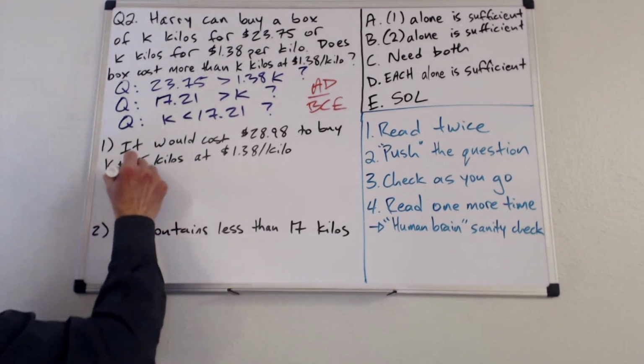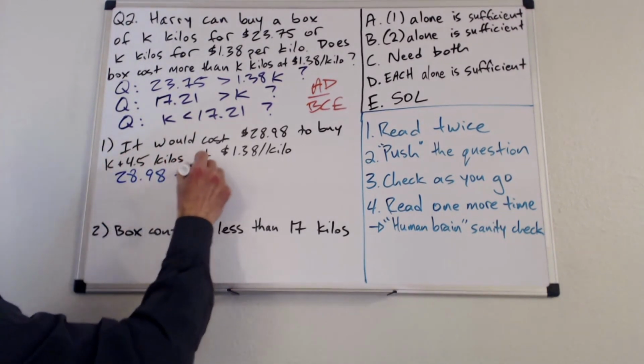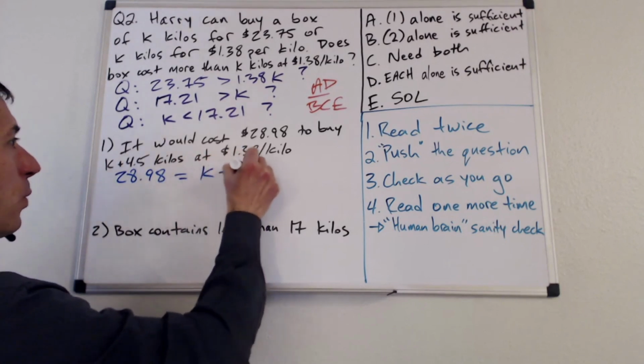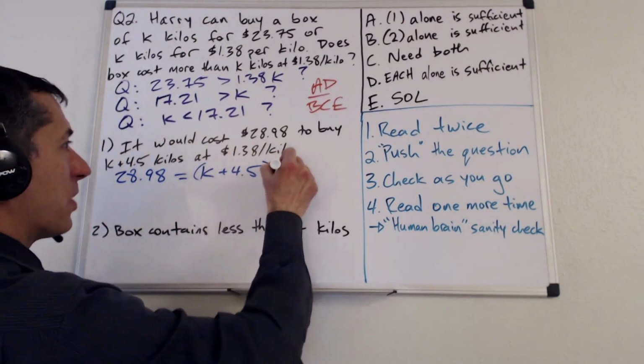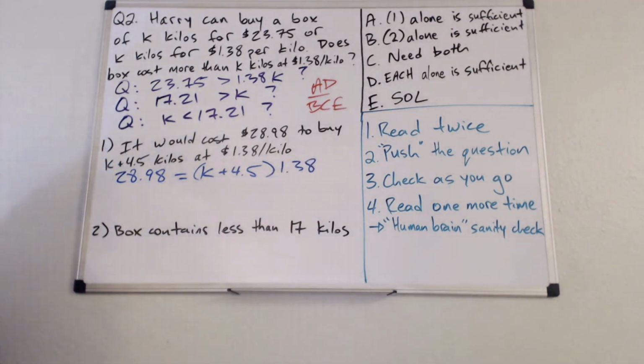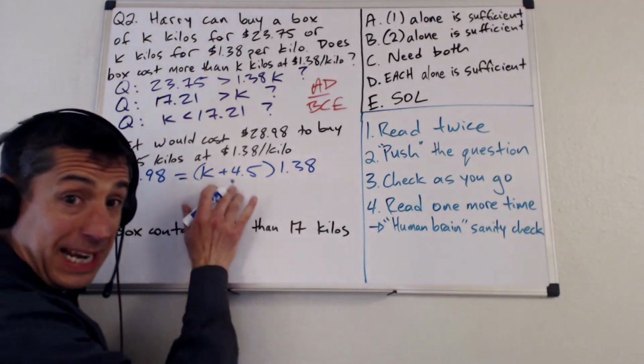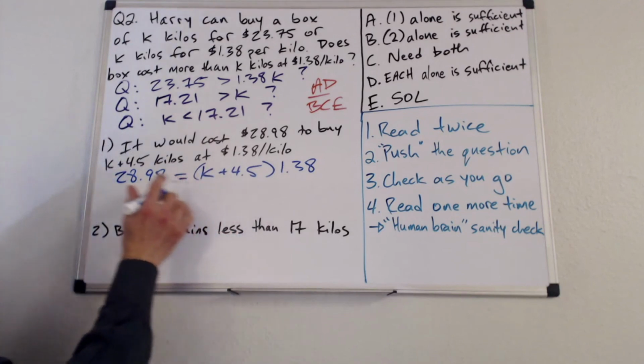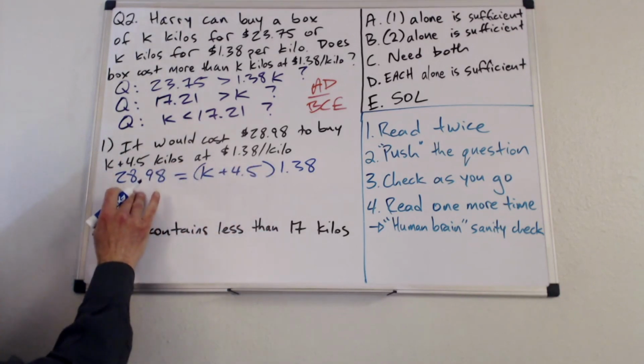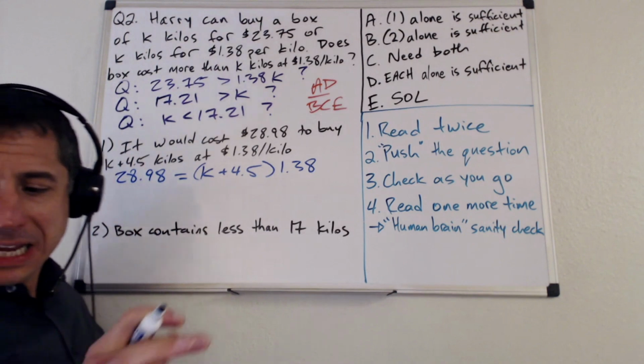So $28.98 would be equal to K plus 4.5 times that $1.38 per kilo. And guess what? This is going to give me an actual value for K. So I'm going to divide up by 1.38 again. What do I get there? Again, calculator's your friend here.